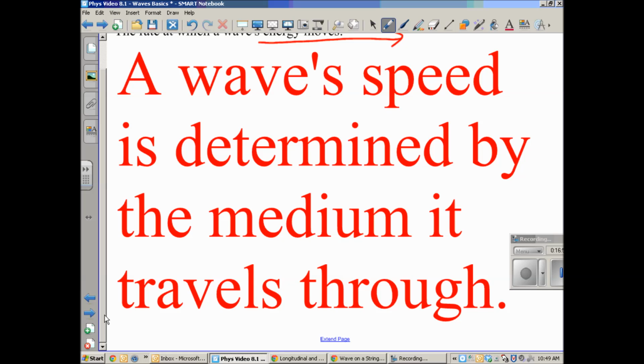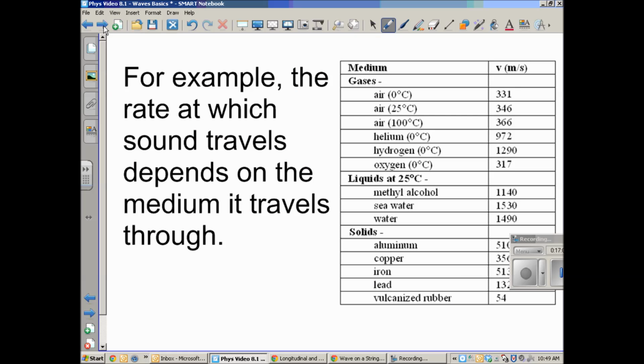The wave speed, how fast the wave travels from point A to point B, how quickly it carries the energy, is determined only by the medium it travels through. The only thing the wave speed depends on is the medium it travels through. And as an example, here's this. The rate at which sound travels depends on the medium it travels through.